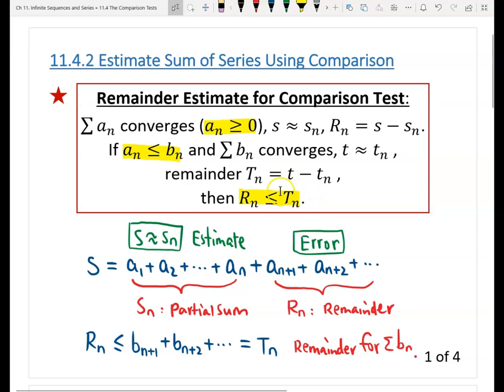So how to use this? Usually we do this. If we need to control the remainder of A, we need to find or control the remainder of B, which is Tn. And don't worry. Usually when we use a comparison, do you remember what we compare to? A is compared to either a P series or a geometric series. For a P series or geometric series, the remainder is easy to control or to find. And let me show you the results in the remarks.